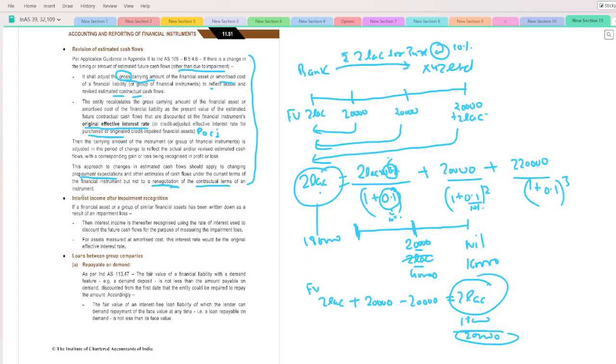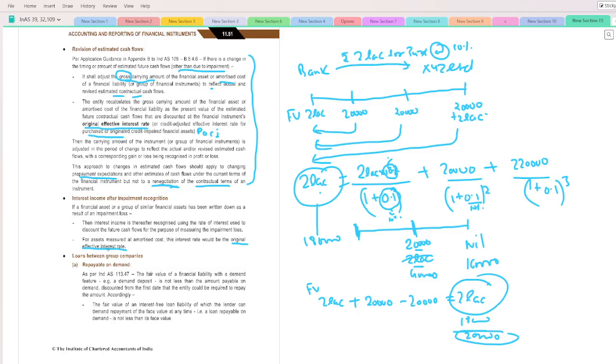Okay, so interest income after the impairment recognition. After the impairment recognition, if a financial asset or a group of similar financial assets has been written down as a result of an impairment loss, then the interest income is thereafter recognized using the rate of interest used to discount the future cash flow for the purpose of measuring the impairment loss. And here also this effective interest rate will not get revised, so it will remain the same as it is even after the impairment also. Okay.